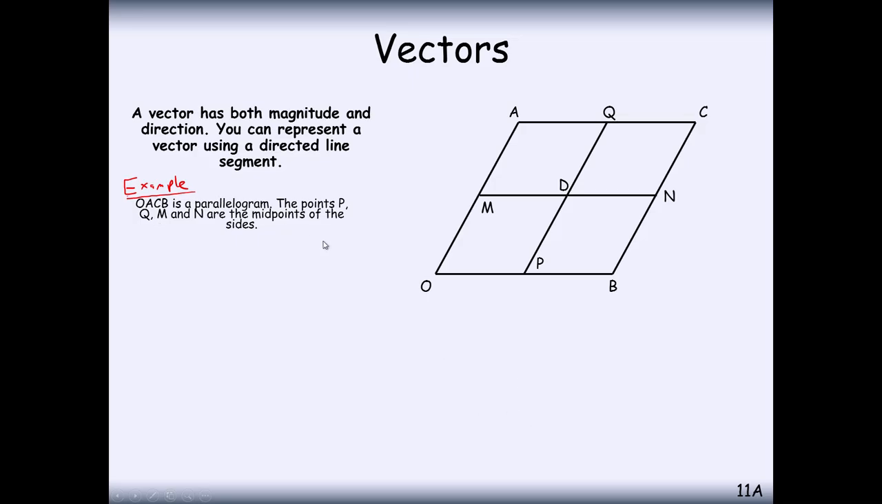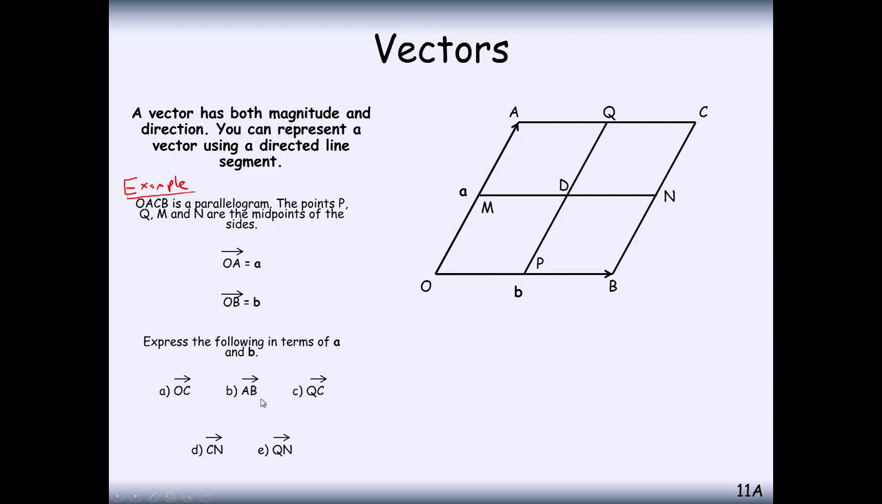Example. So I want you to make notes of that and draw a parallelogram. We'll have a look at this parallelogram OACB. P, Q, M, and N are midpoints of the sides. OA is equal to a, and OB is equal to b. Because it's a parallelogram, that means that AC is also equal to b, because it's the same size and parallel, and BC is equal to a, same length and running parallel to OA.